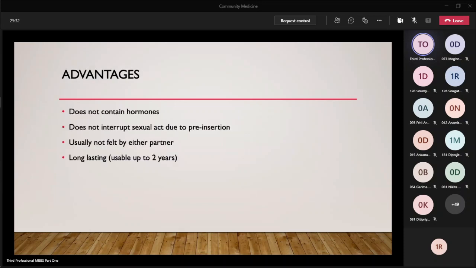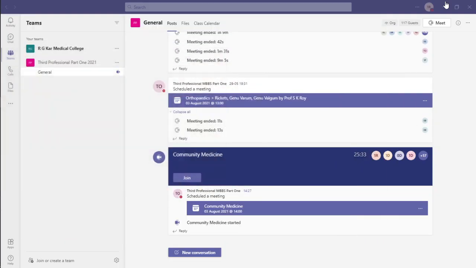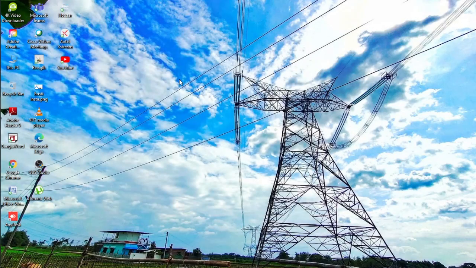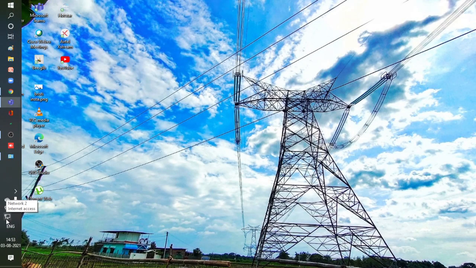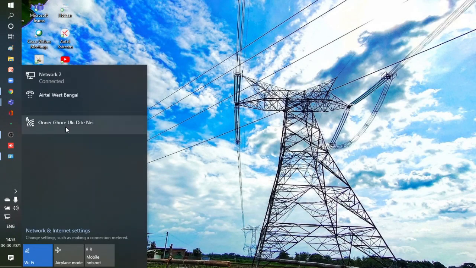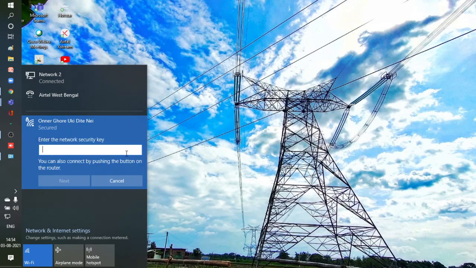Advantages? Well, it does not contain any hormones. It does not interrupt the sexual act due to pre-insertion. So it is inserted a few hours back. During the act, there is no interruption, it is usually not felt by either partner, and it's long-lasting, usable up to 2 years. Regarding disadvantages, it does not protect the client from sexually transmitted infections.